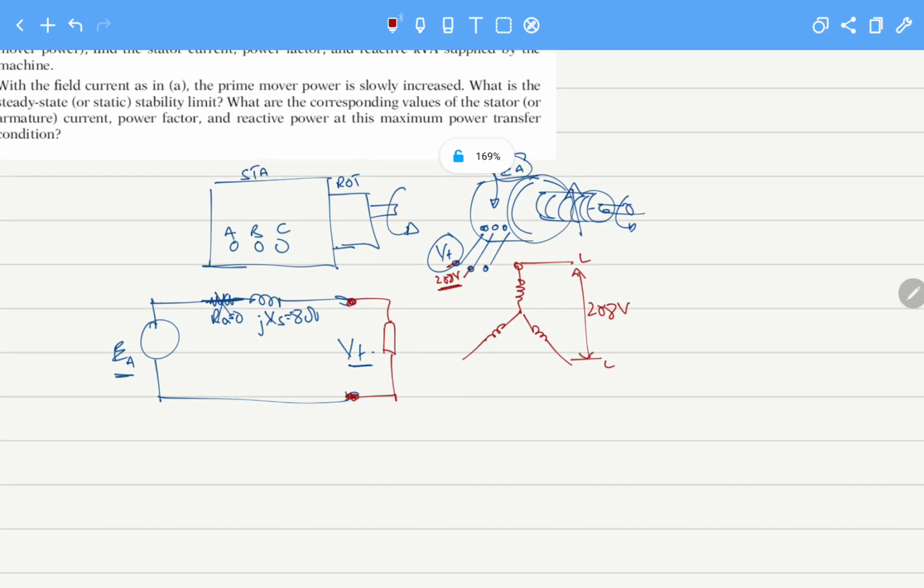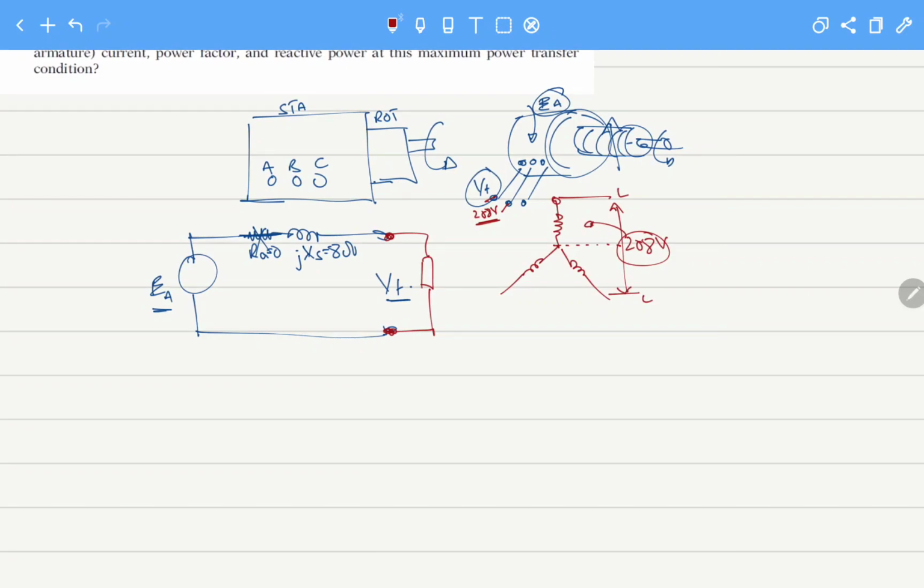So we are making a per phase equivalent circuit. We have to convert this 208 to terminal voltage per phase. So V terminal voltage will be 208 volts divided by root 3. So the value of this is 120 volts per phase.